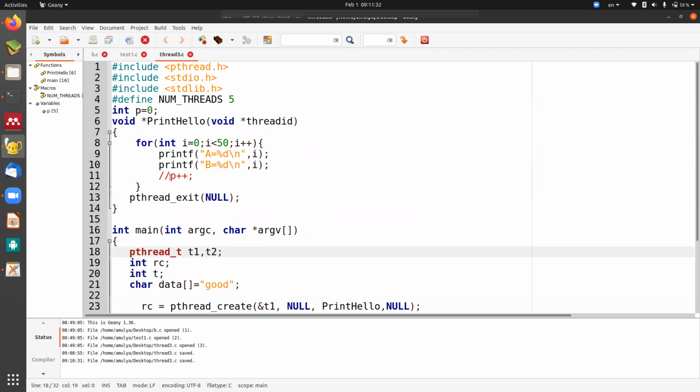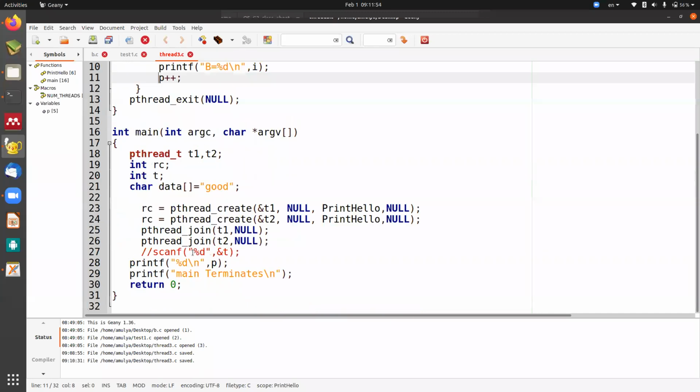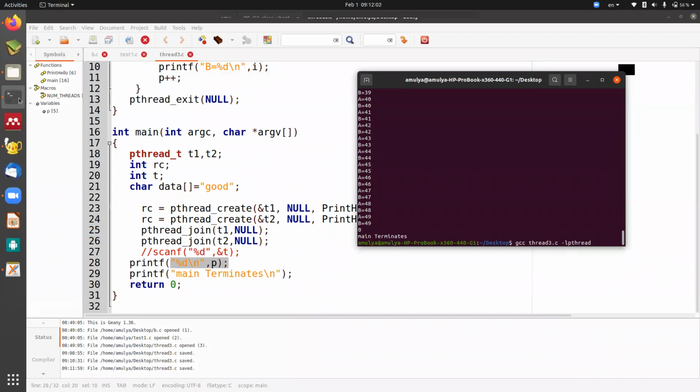And last class I told, even if I do a P++, this P++ will not give the actual result. Like P is 0, how many times will this P++ be executed? This P++ will be executed 50 times by the T1 thread and another 50 times by the T2 thread. But the total should be what? 50 plus 50, 100. Now let's see, I am displaying it here. Let's see how much it is coming. So go for this and execute this one. Yes, now it is exactly 100. You can say, sir, it is very nice. Both of them are executing this 100.